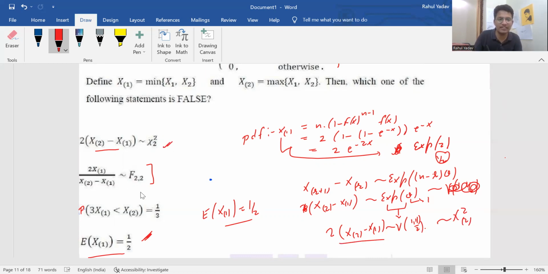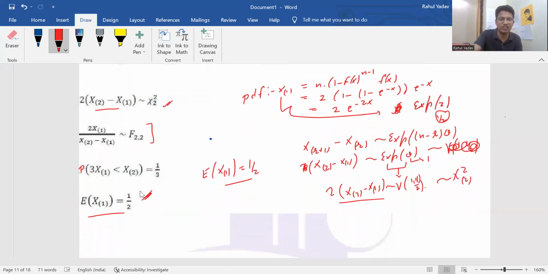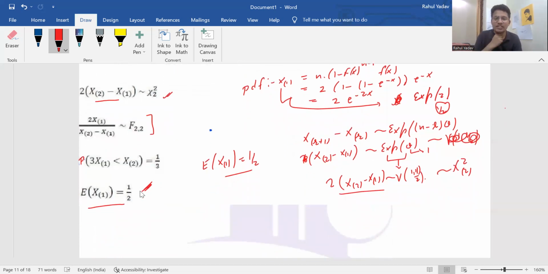Now we have options B and C, only two are left, so we have to look at them also. So let's have a look at these. If you remember what the F distribution is.